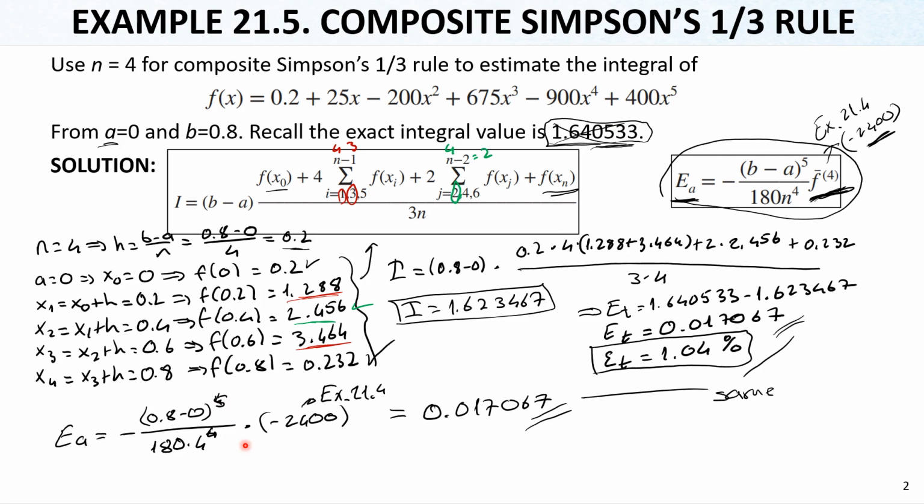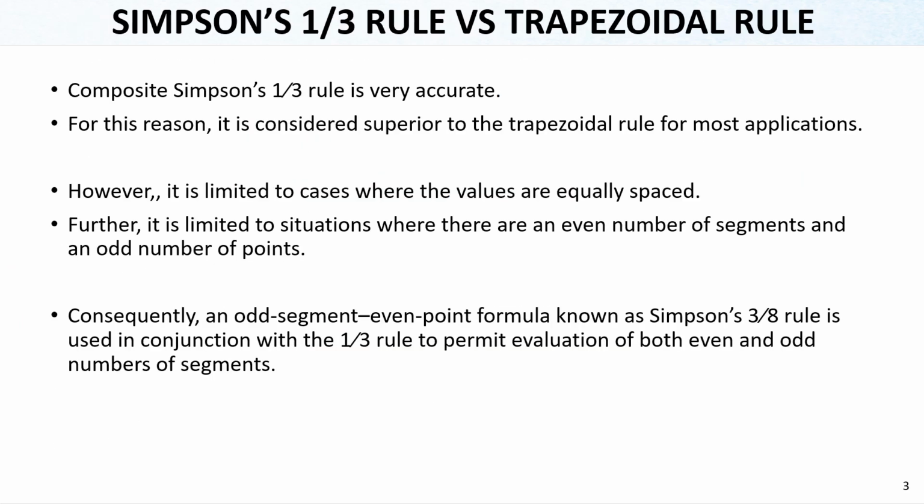You can solve it again if you want to have practice. And this is a very good application of the Simpson's 1/3 rule. And the 1/3 rule is always the priority because it gives a very accurate result compared to the trapezoidal rule especially. And it needs only 3 points. For composite, of course, we have more points, but for one segment, we need only 3 points. So that's very good. We compare the Simpson's 1/3 rule and trapezoidal rule in this slide. And the composite Simpson's 1/3 rule is very accurate. We mentioned this in the previous example as well. For this reason, it is considered superior to the trapezoidal rule for most applications, and we prefer this over the trapezoidal rule.